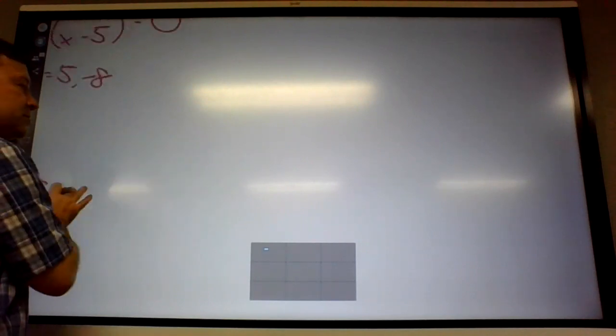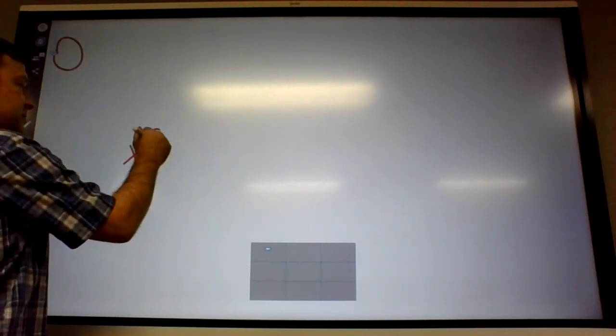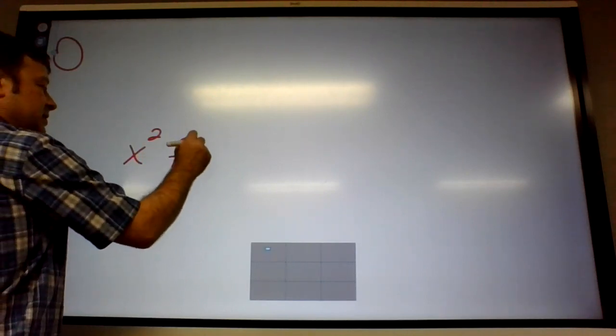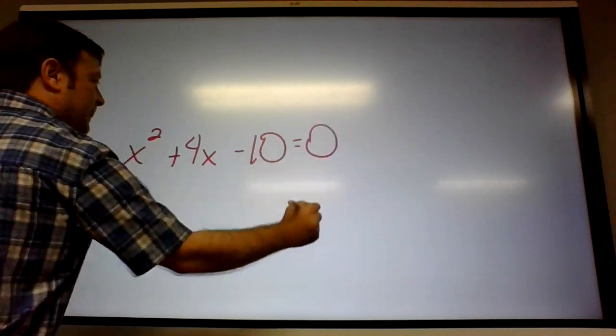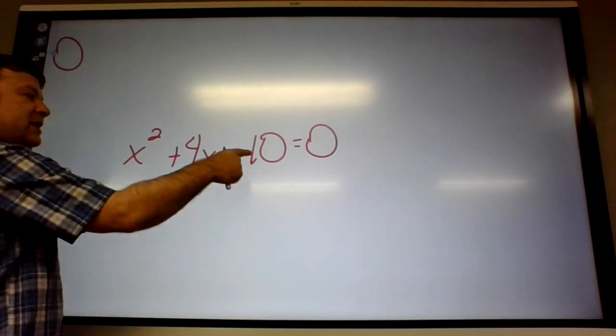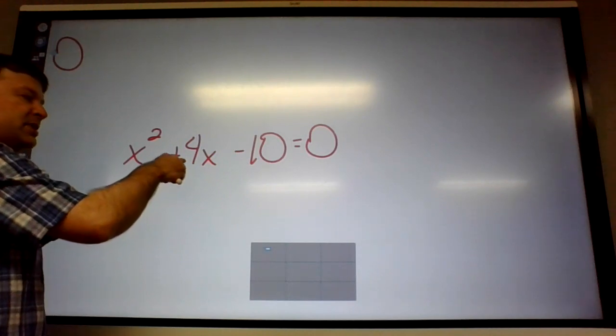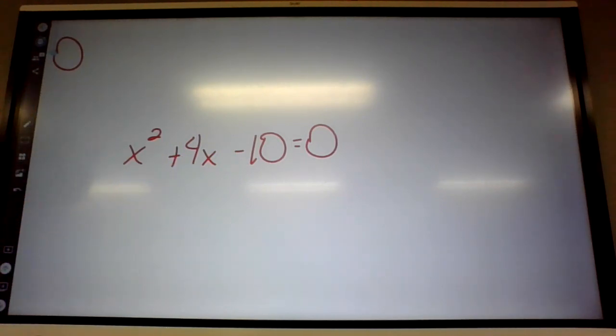But what do we do? Maybe we get something like this. Okay, the problem is this does not factor. What goes into 10 is 5 times 2. How does that add up to 4? It doesn't. So this is not factorable. That doesn't mean it doesn't have a solution. It just means the answers are messy.